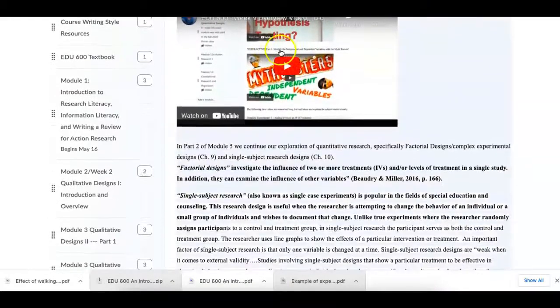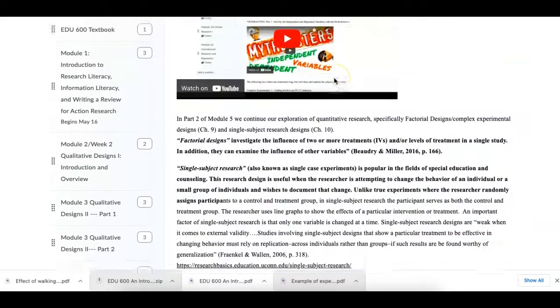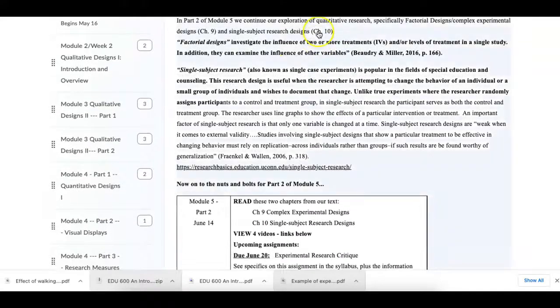So once again, this is the video that's included in part 1. So what we're doing, we're really just continuing our exploration of quantitative research, and specifically factorial designs and complex experimental designs. So these are Chapter 9 and Chapter 10. So factorial designs investigates the influence of 2 or more treatments and/or levels of treatments. And single subject, which for those that may be in the field of special ed or counseling, you're familiar with this. So it's also, single subject research is also known as case experiments, single case experiments.